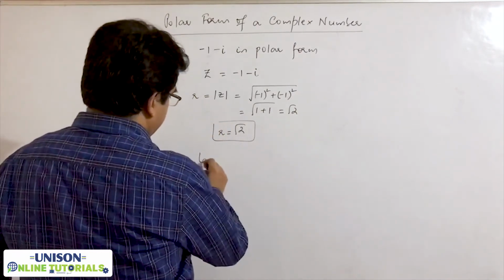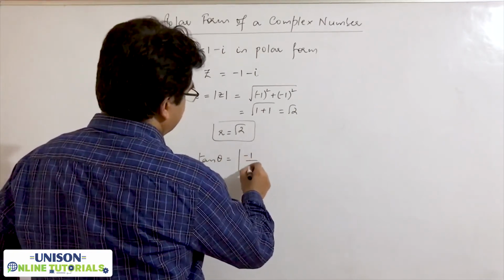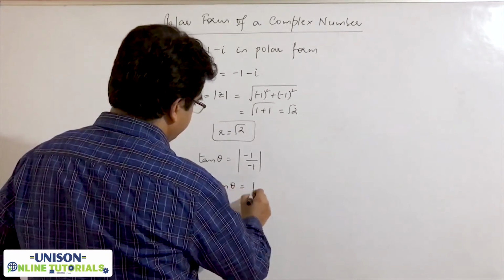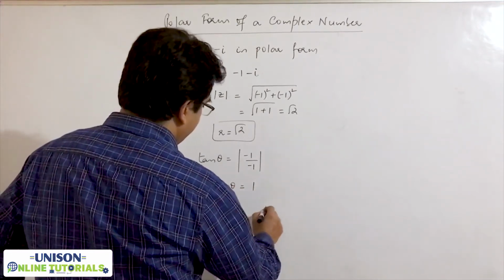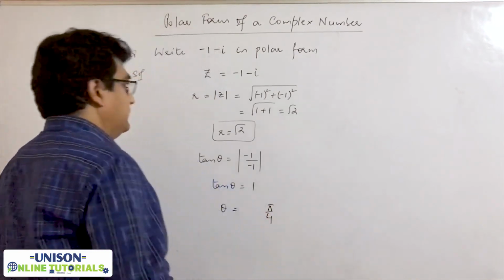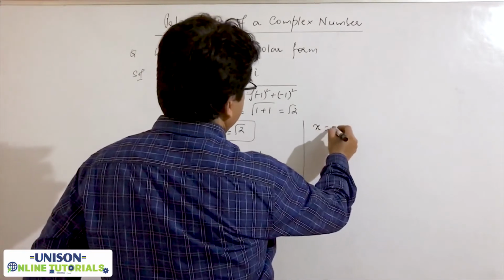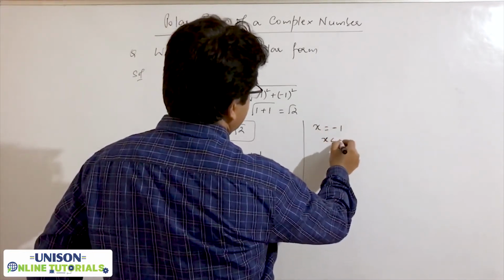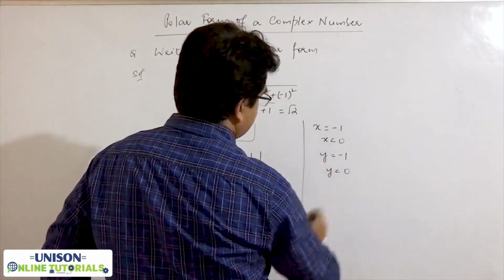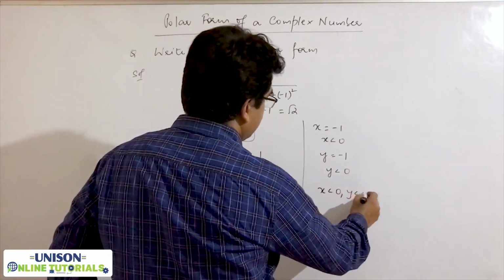Now let's calculate the value of theta. Tan theta is y by x, that is -1 upon -1. So tan theta will be 1. That is theta is equal to pi by 4. Now in this question, x is equal to -1. That means x is less than 0. y is equal to -1. y is less than 0. So that means x is less than 0 as well as y is less than 0.